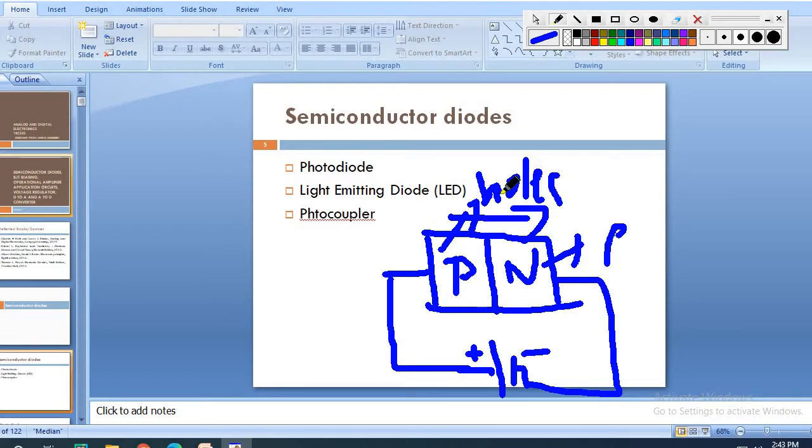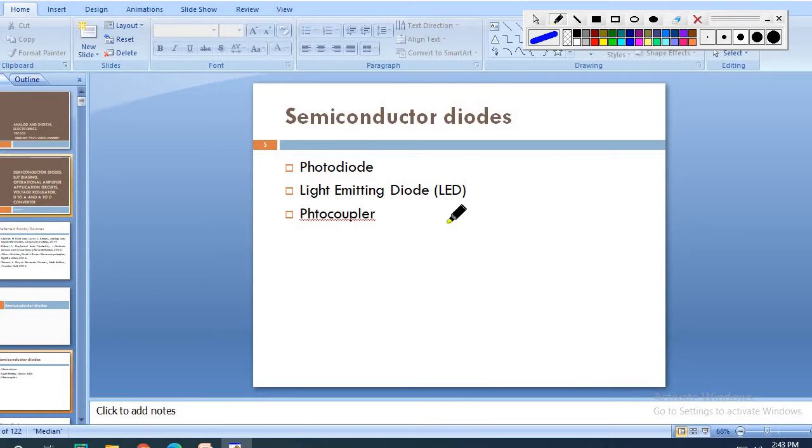The P type consists of holes, the N type consists of electrons. The P type holes will move towards the N type, and the electrons will move towards the P type. Then the recombination takes place when I apply a positive voltage here. So the current will move from P to N type, in this direction. This is the diode in forward bias condition. The next one is: when the diode is in reverse bias condition, what will happen?